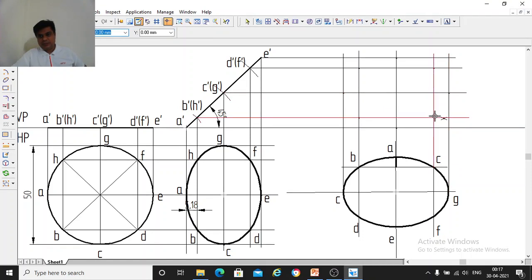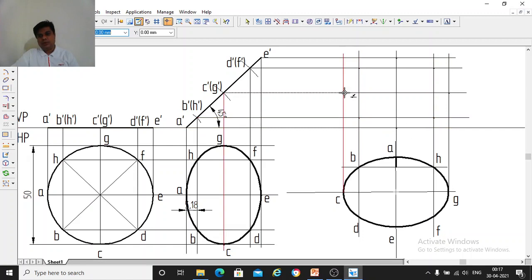Then this will be the point, so this is G, so this will be, sorry, this is H, right? So this point is H. Okay, so we will get H here. So this is H and H dash. So this point is H.